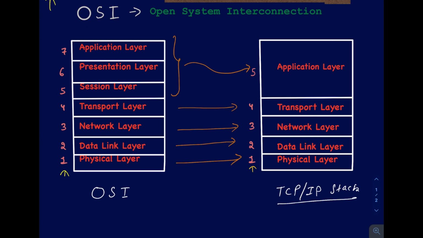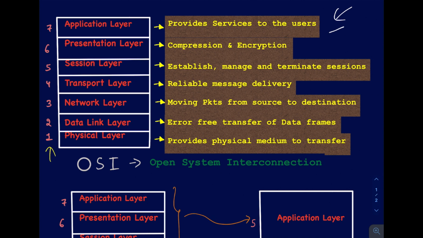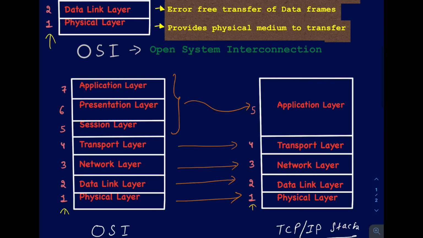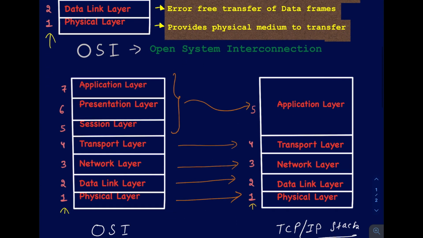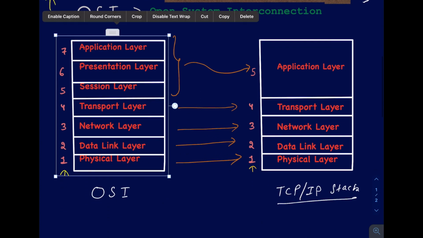So in the TCP/IP stack, the application layer's role is to provide the services to the users, and to also do the compression and encryption, and also manage and terminate sessions. All these 3 properties are generally taken care of by one application layer in the TCP/IP stack. Apart from that, all the layers have a specific role, which is the same as in the OSI layers. So all these roles will be the same here for the TCP/IP stack.